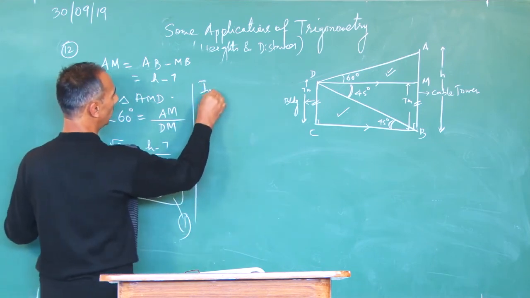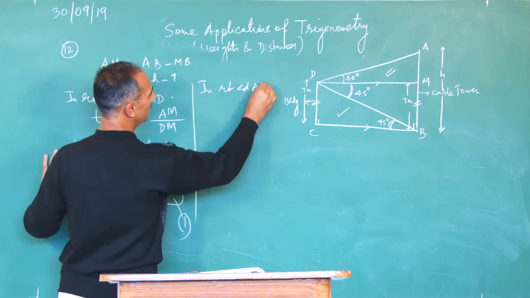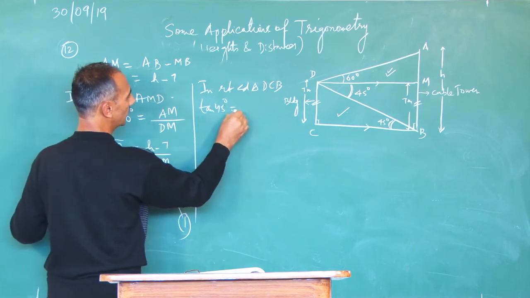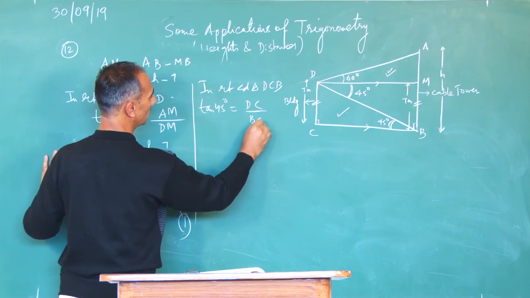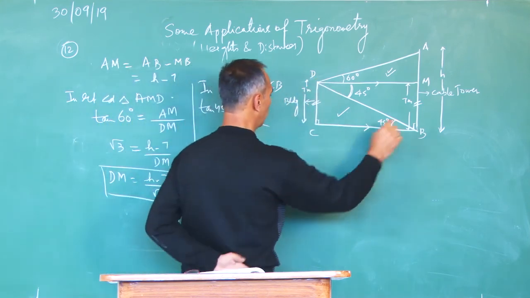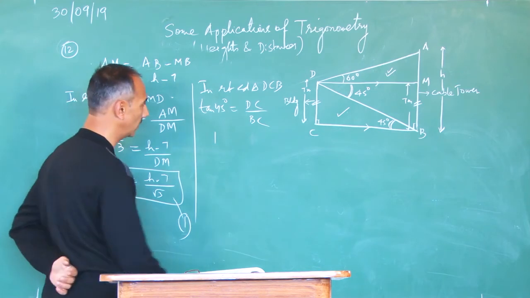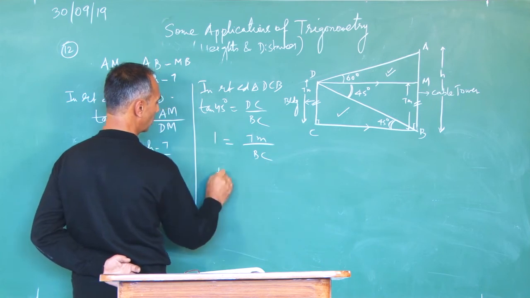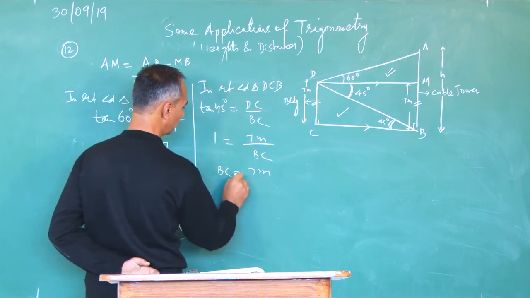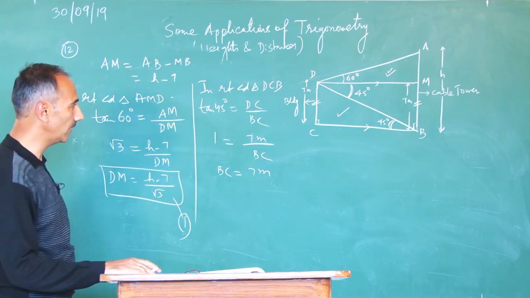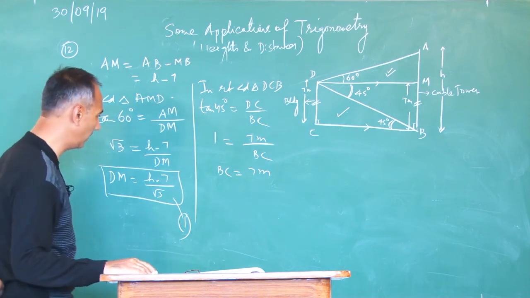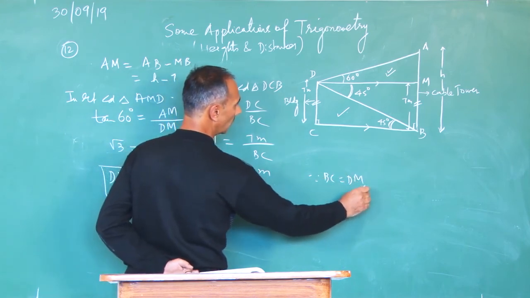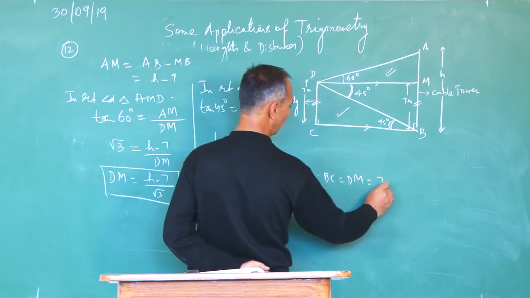Now in right angle triangle DCB, use tan. Tan of 45 degrees is DC upon BC in this triangle. DC upon BC. How much tan 45? That's 1. How much is DC? That is 7 meters. How much is BC? BC as it is. So BC is 7 meters. Right? But my dear friends, BC and DM are same. Because BC is equal to DM, both are equal to 7 meters.